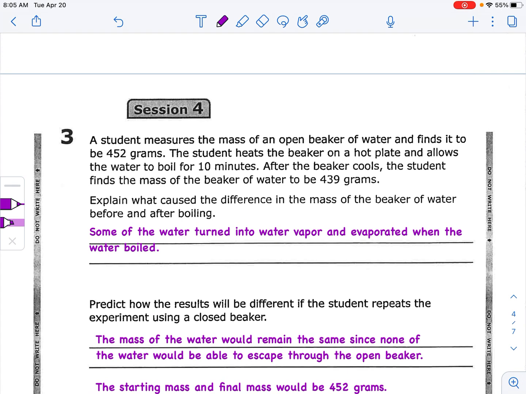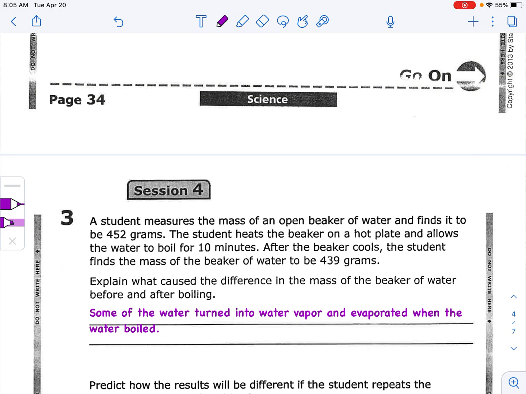The students measure the mass of an open beaker of water and find it to be 452 grams. All right, so our beaker is just going to be something like this, right? And so they measure the water, and it's 452 grams. The students heat the beaker on a hot plate and allow the water to boil for 10 minutes. After the beaker cools, the students find the mass of the beaker of water to be 439.